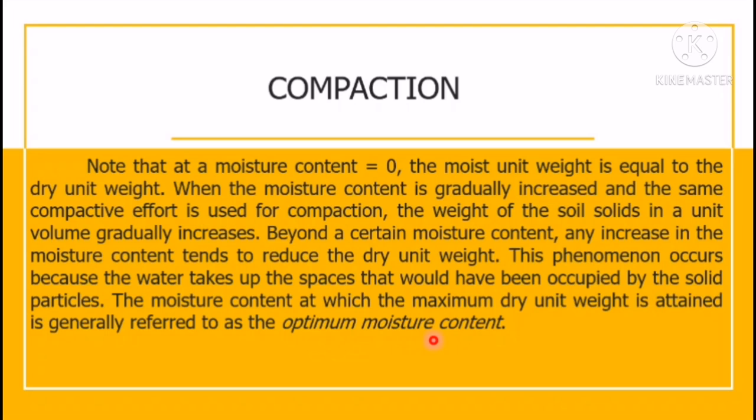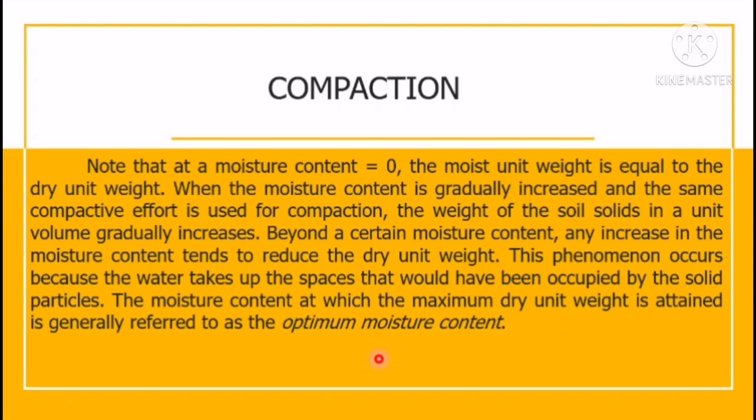So, and syempre, at that moisture content, doon yung pinaka-maximum natin na dry unit weight. Doon na yung ability ng lupa natin na makompact siyang maigi. So, that would be the maximum dry unit weight at optimum moisture content.